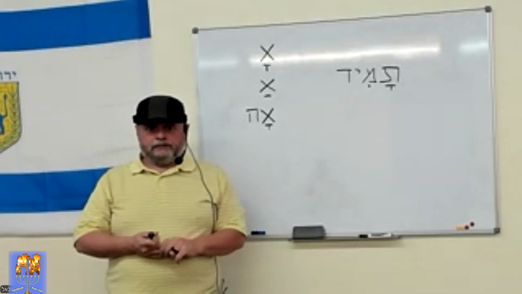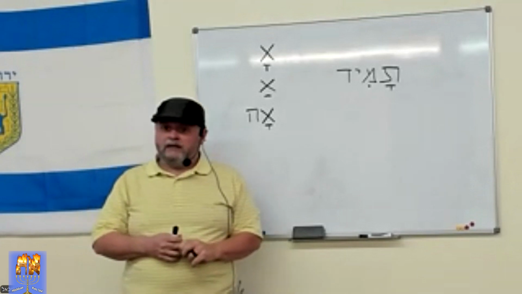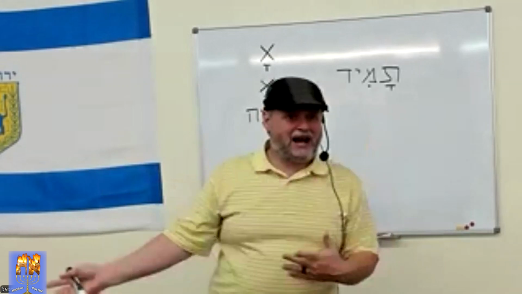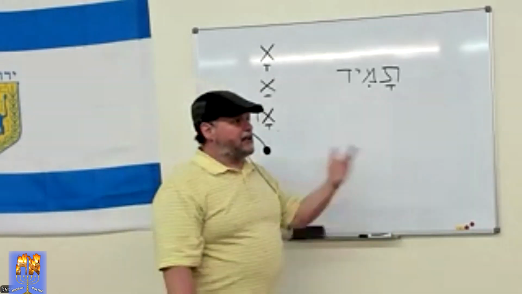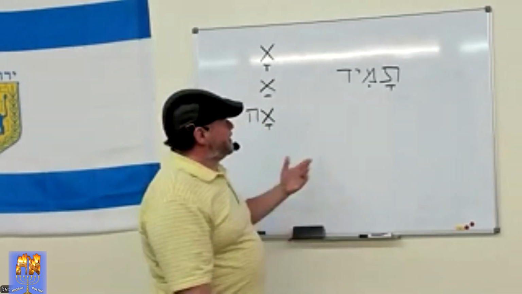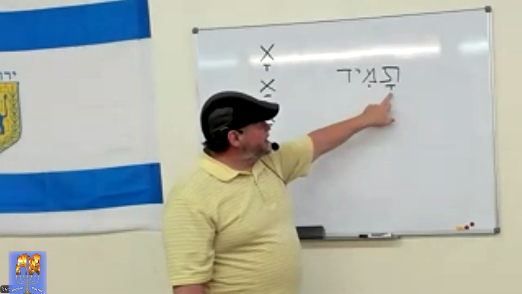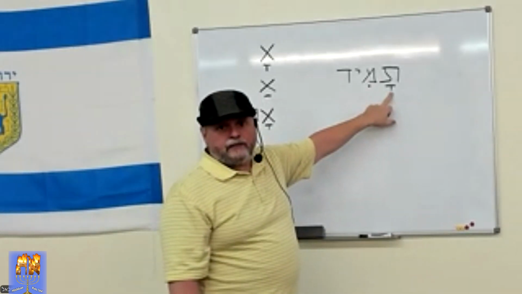Continuous. Okay? Tamid. Like the ner tamid. The lamp that never goes out. Okay? The continuous light, okay? Or the continuous lamp. But that's the word tamid. All right? So we see that ah sound here.